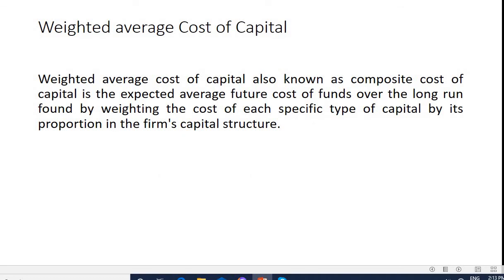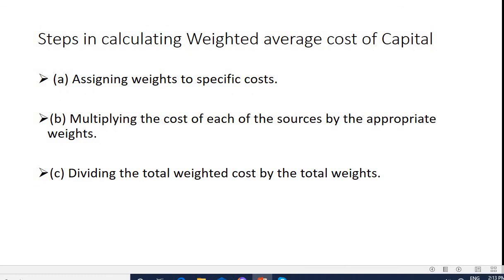But now in this class, we are learning how to calculate the cost of capital in a single figure, taking into consideration all the sources of capital and arriving at a single cost, which gives the average cost of the capital that we are raising. So what are the steps in calculating the weighted average cost of capital?